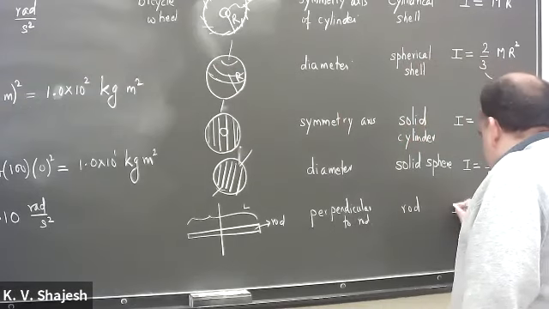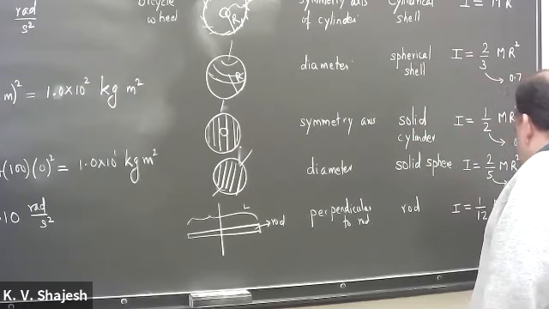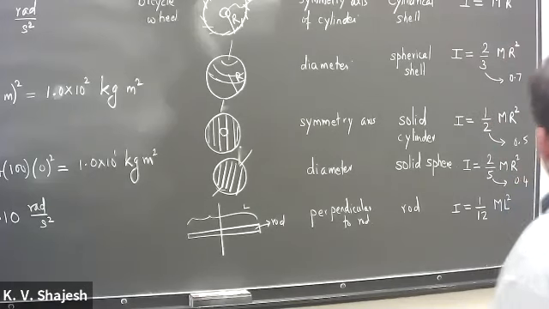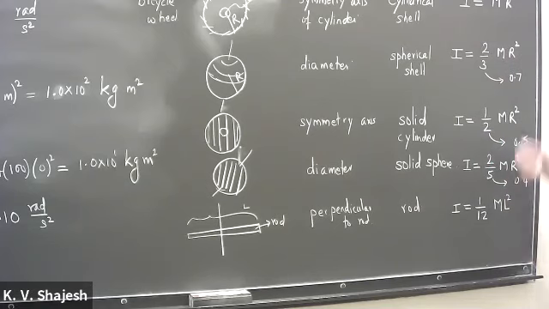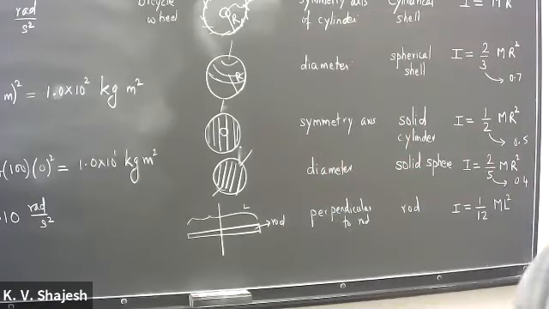And the moment of inertia is 1/12 ML squared. This time it's not the radius, it is the length of the rod that comes in. So it is 1/12 ML squared. Again, where do all these numbers come from? It comes from calculus. It's exactly like a sphere. What is the volume of a sphere, or what is the area of a disk?